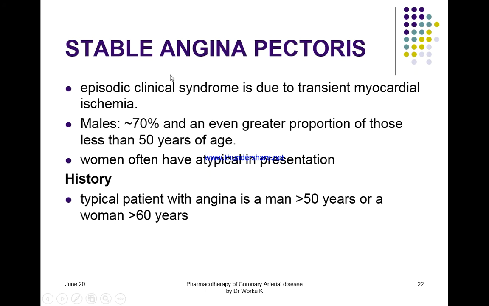Stable angina pectoris. This is an episodic clinical syndrome due to transient myocardial ischemia. Usually males, in about 70% of cases, and an even greater proportion of those less than 50 years of age, where it can contribute about 80% of cases, male. Women often have atypical presentation and history. A typical patient with angina pectoris is a man greater than 50 years or a woman greater than 60 years.